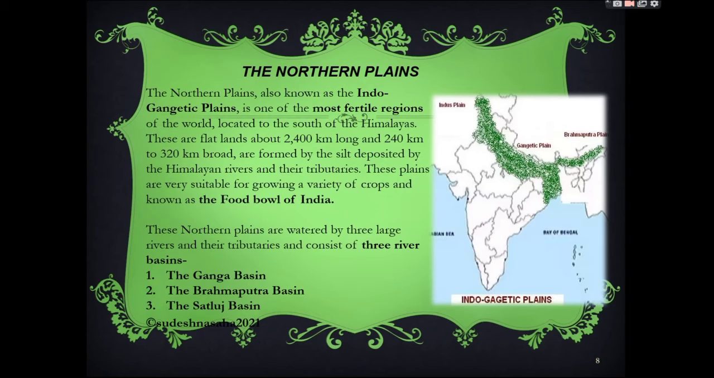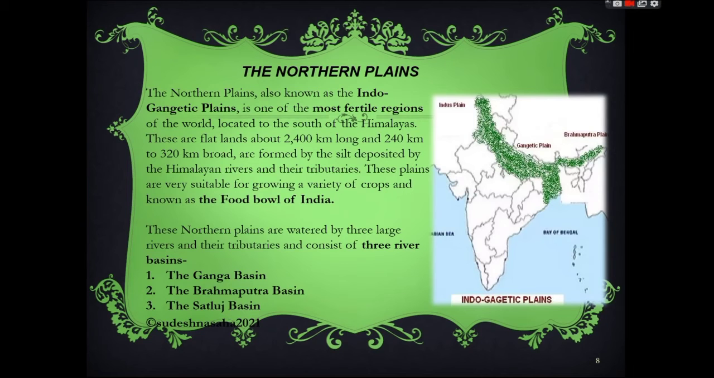Coming to the next physiographic division, that is the northern plains of India. The northern plains, also known as the Indo-Gangetic Plains, is one of the most fertile regions of the world, located to the south of the Himalayas. These are flat lands about 2,400 km long and 240 km to 320 km broad, formed by the silt deposited by the Himalayan rivers and their tributaries.